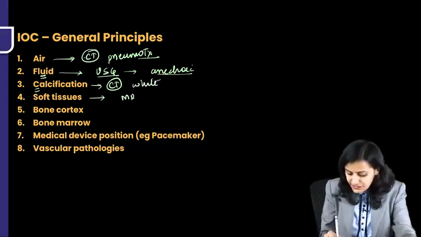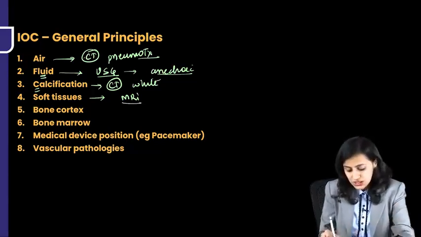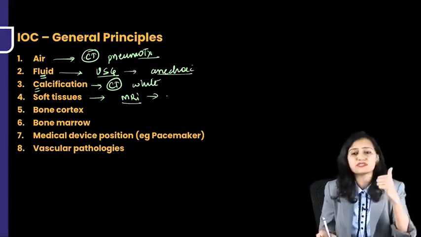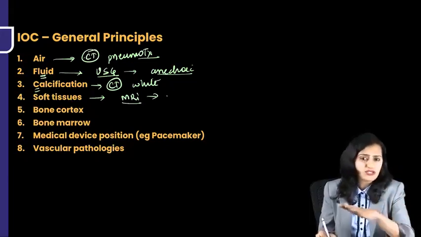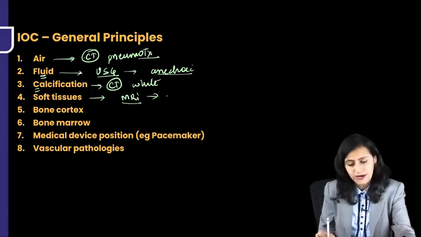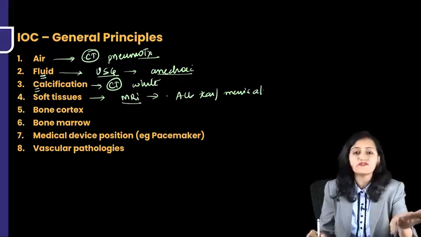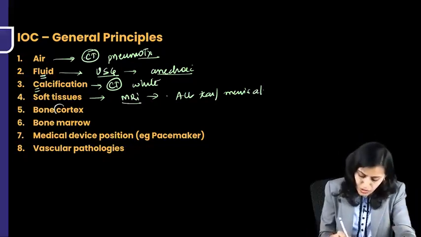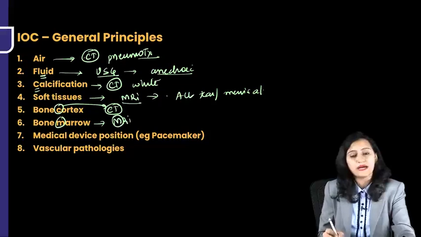For soft tissues, definitely it is MRI because MRI has a higher soft tissue resolution. What is included in the soft tissues? The muscles, ligaments, tendons, neurovascular structures, all of these are better seen on MRI. So when you have a patient with ACL tear, a patient with meniscal tear, for all of these we would be doing MRI. For bone cortex, C for C, CT scan. For bone marrow, it is going to be MRI.